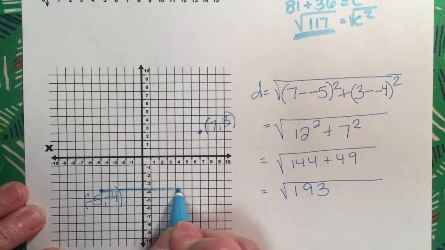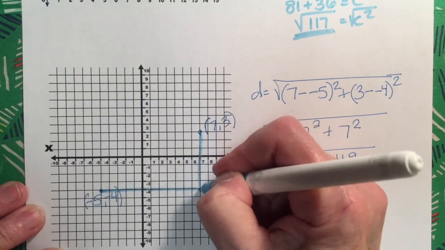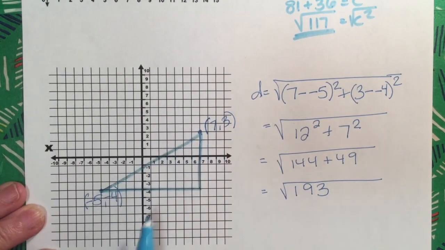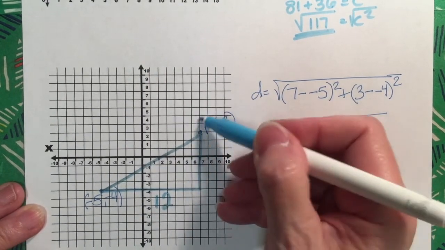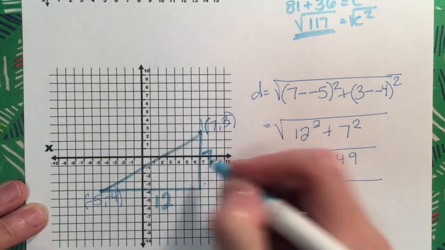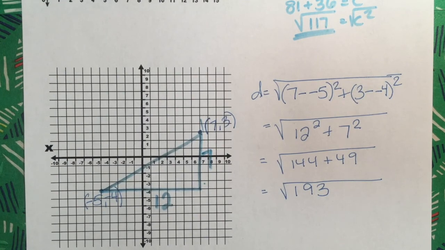and I'm not going to do that, but I'm just going to show you if you did. You would see that this length along here was 12 units. This length along here is 7 units. And you could do it with the Pythagorean also, okay? So either way works, and it's up to you how you do it.